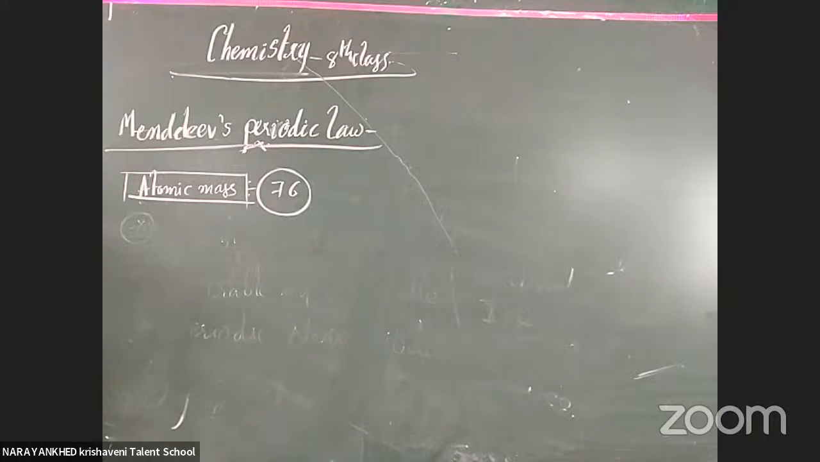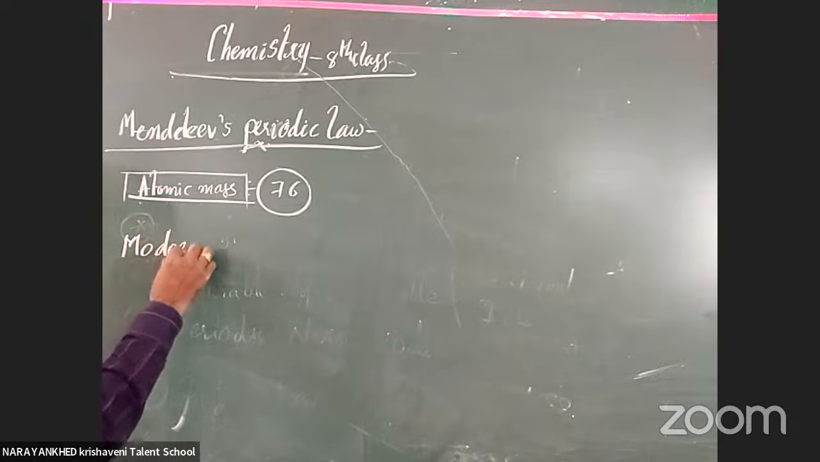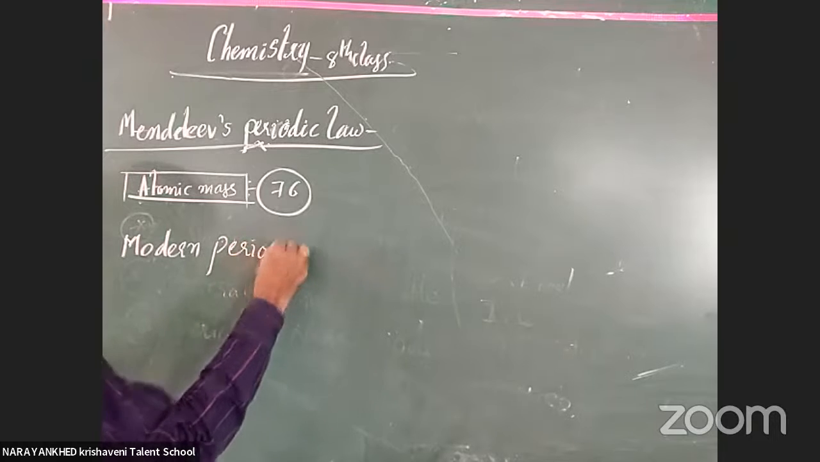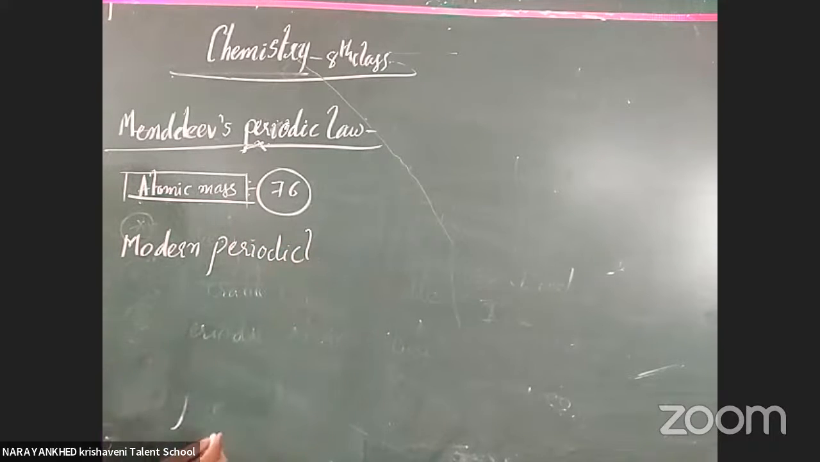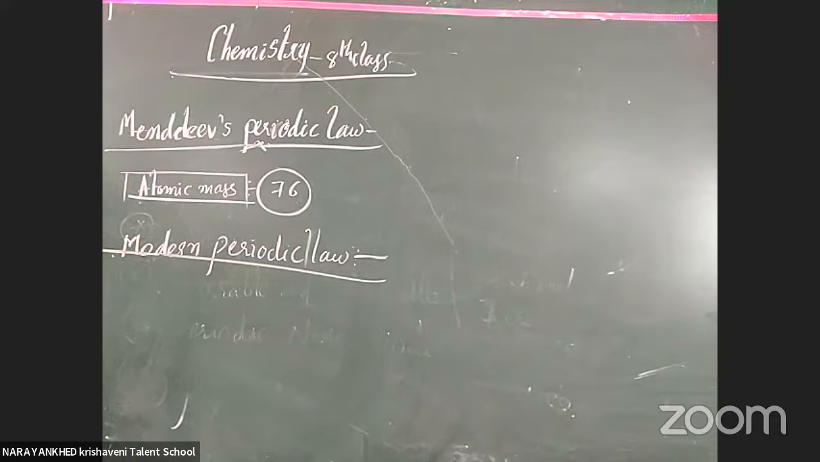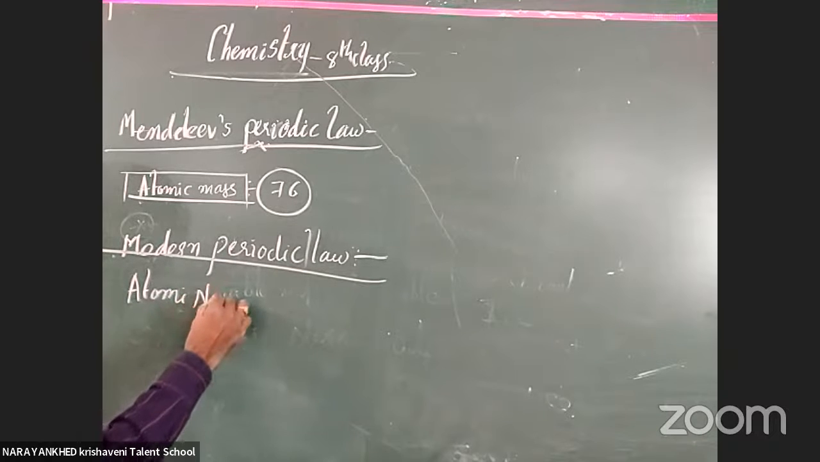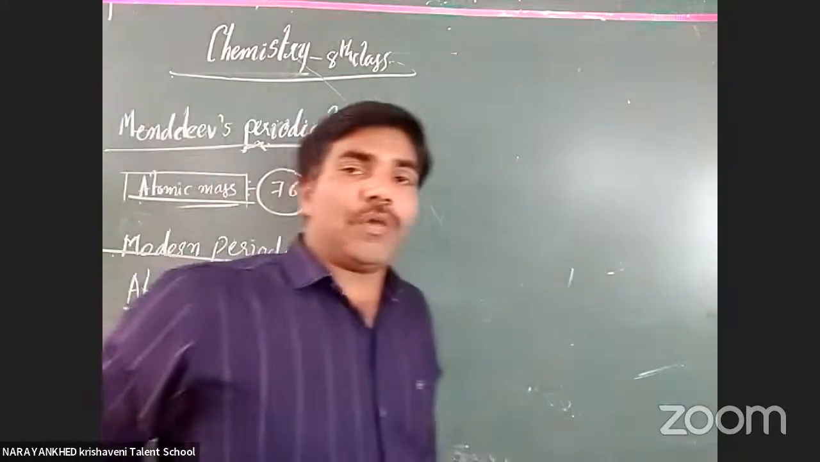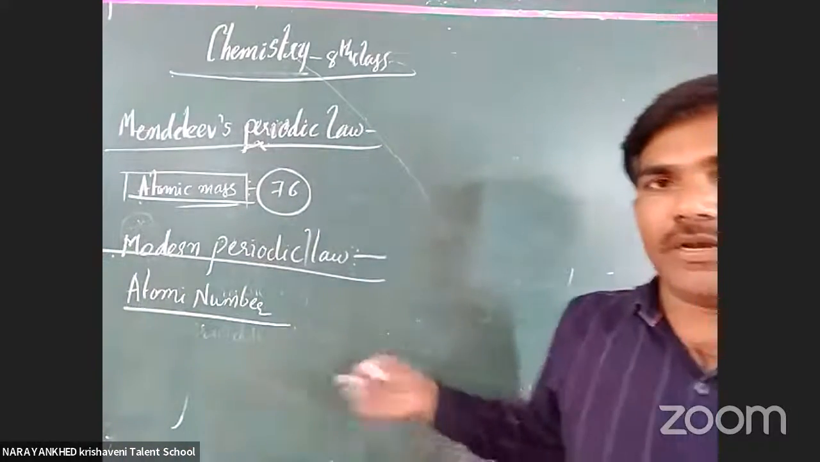After this, we have the modern periodic table, and the next component is the modern periodic law. This law gives us the information that the physical and chemical properties depend on the atomic number. Clear, the atomic number is considered. This is the difference between the modern periodic table and all the remaining periodic tables.